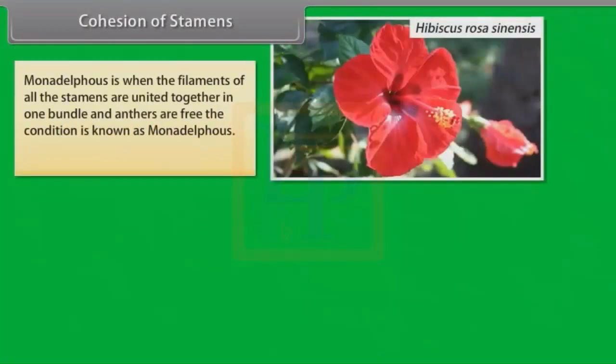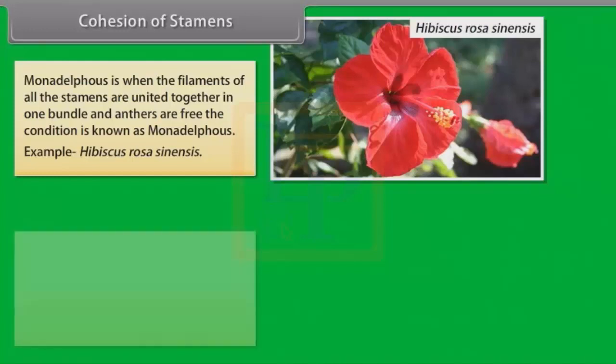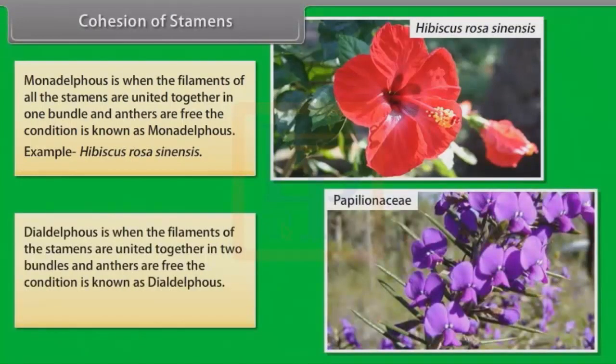Monadelphous is when the filaments of all stamens are united together in one bundle and anthers are free. The condition is known as monadelphous. Example: Hibiscus rosa-sinensis. Didelphous is when the filaments of the stamens are united together in two bundles and anthers are free. The condition is known as didelphous. Example: Papilionaceae.